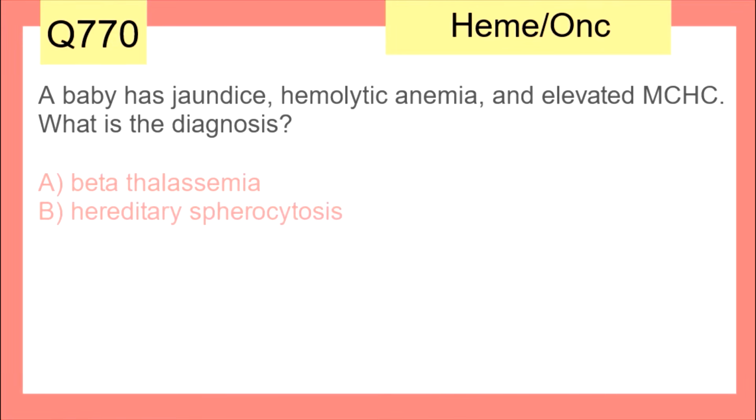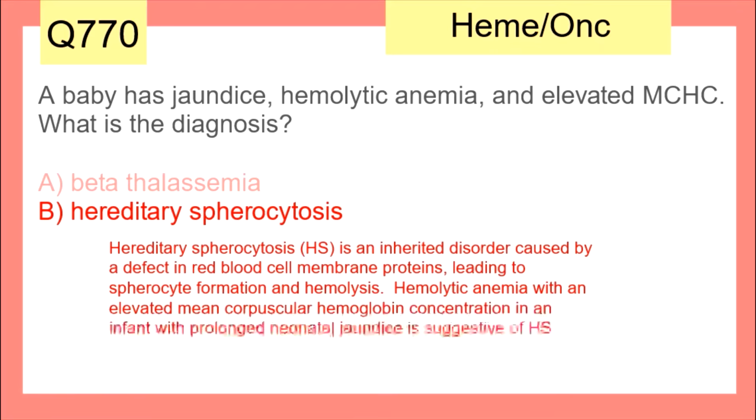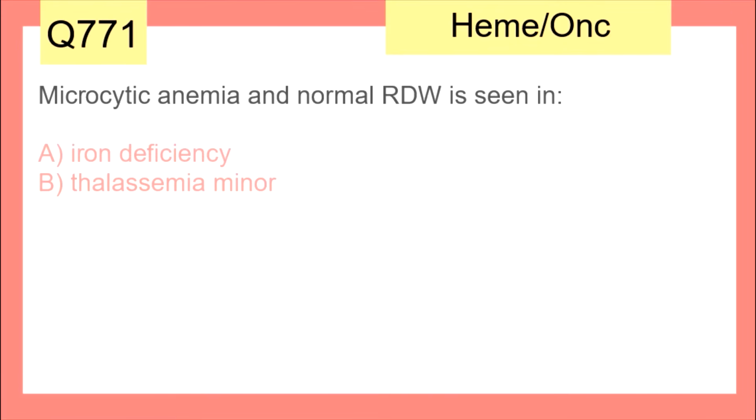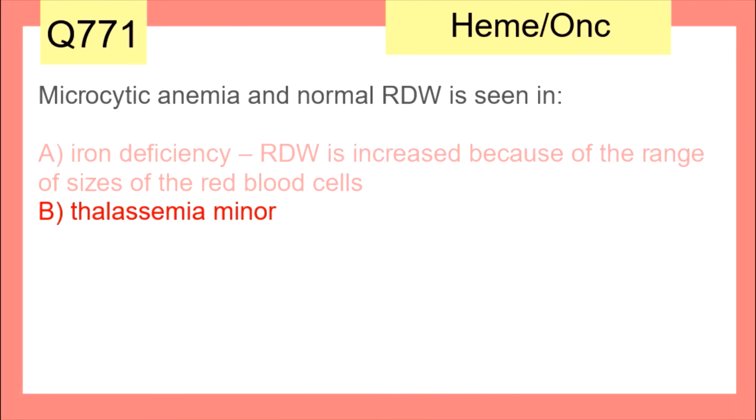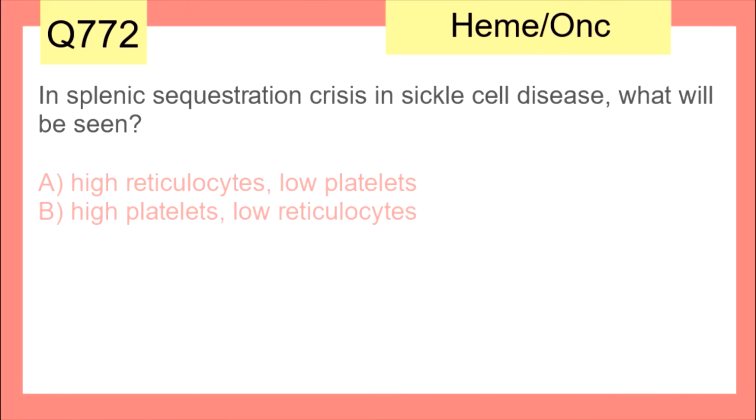770, a baby has jaundice, hemolytic anemia, and elevated MCHC. So elevated MCHC is basically pathognomonic for hereditary spherocytosis because we don't see that in the other anemias. 771, microcytic anemia and normal red distribution width is seen in thalassemia minor. In iron deficiency, we see a high red distribution width because of the range of sizes of the red blood cells as the new ones are being produced.